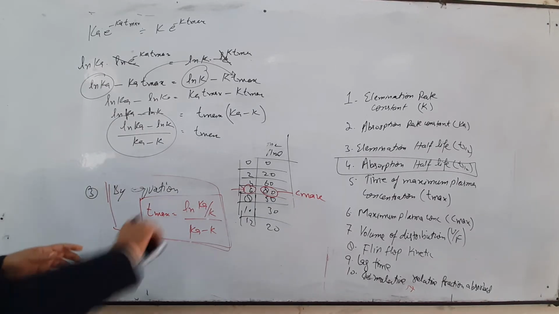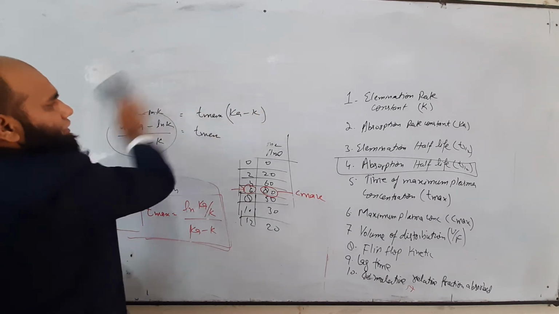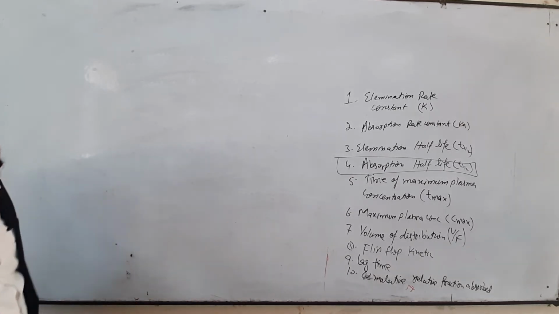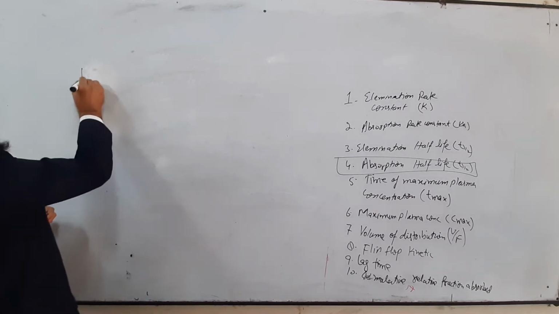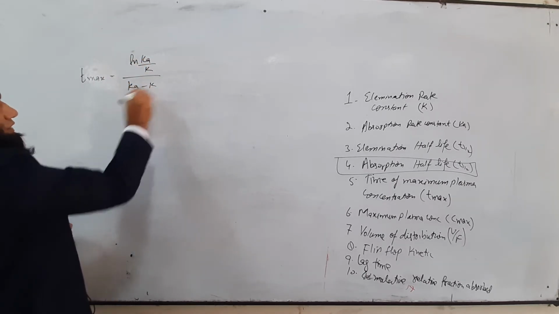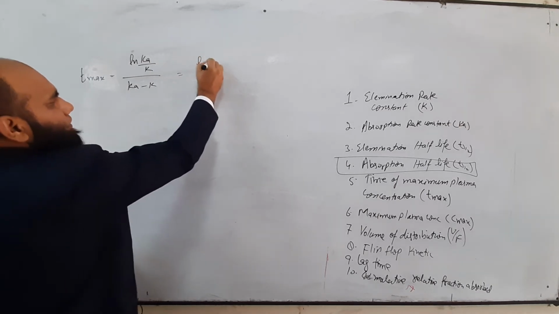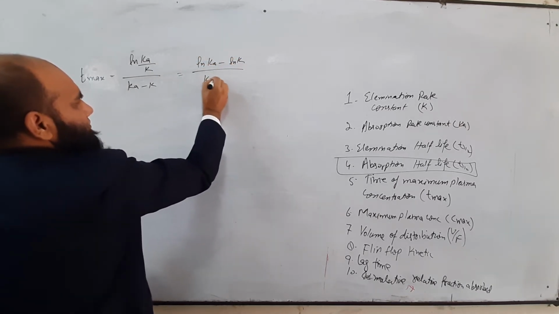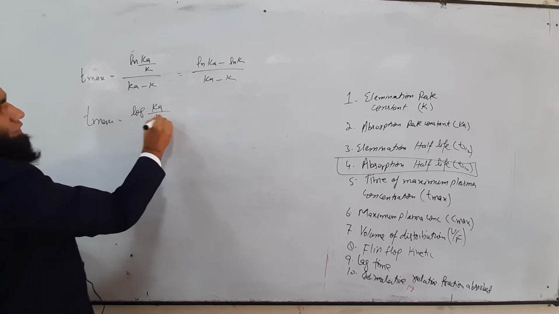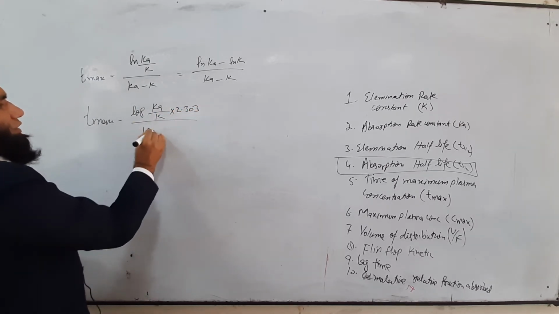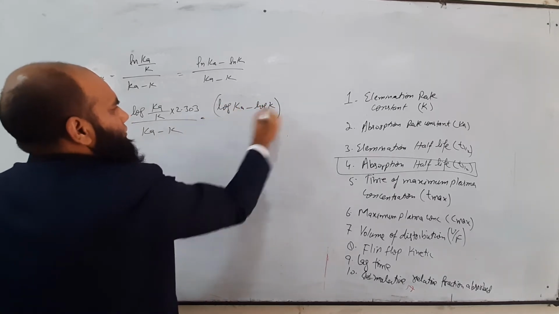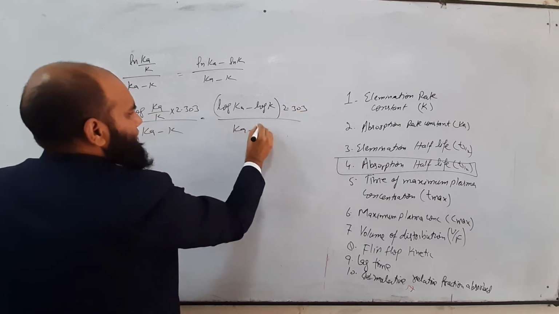Ln Ka over K, with the natural log, and also with their difference, Ka and K. If we want to calculate the Tmax by using the equation, one formula is Tmax is equal to ln Ka divided by Ka minus K. This can also be written as ln Ka minus ln K over Ka minus K. And this Tmax is also equal to log Ka over K into 2.303 divided by Ka minus K, and log Ka minus log K into 2.303 divided by Ka minus K.